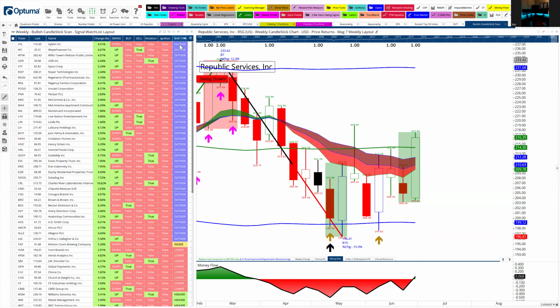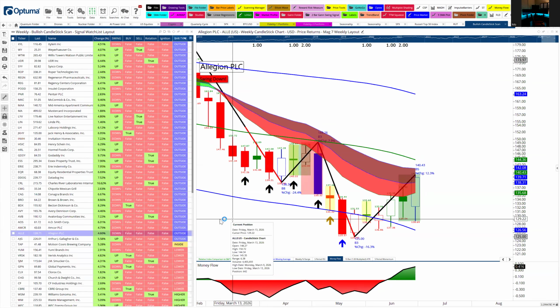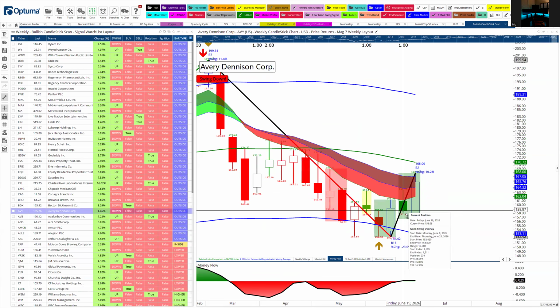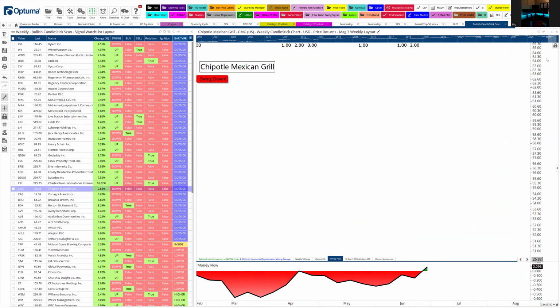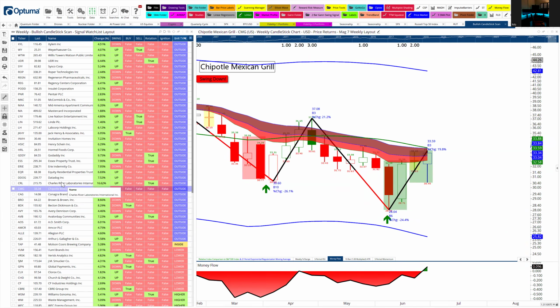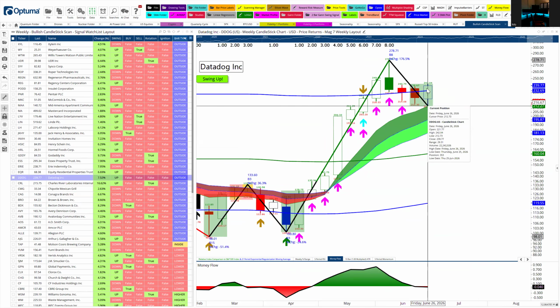I can filter it. Here, these are all the stocks that closed the week with an outside week. See, they made a high. They took out last week's high and the low this week. Chipotle is one of them. And the doggy right there.